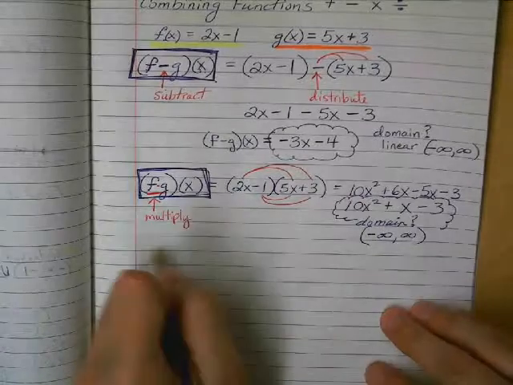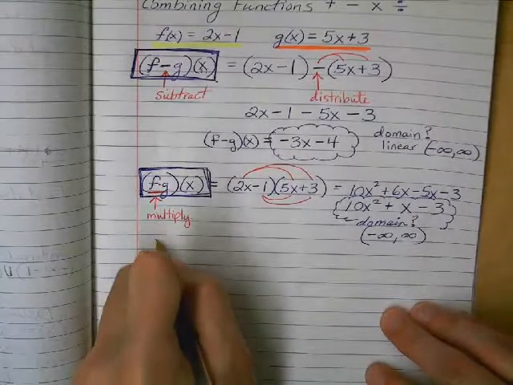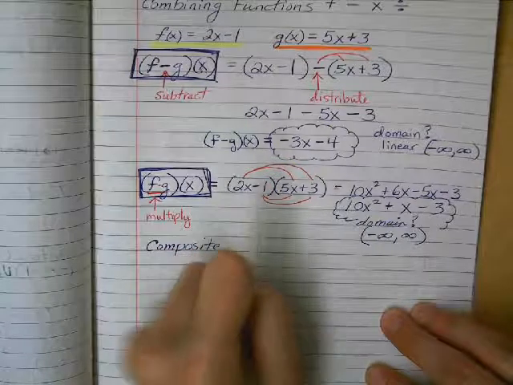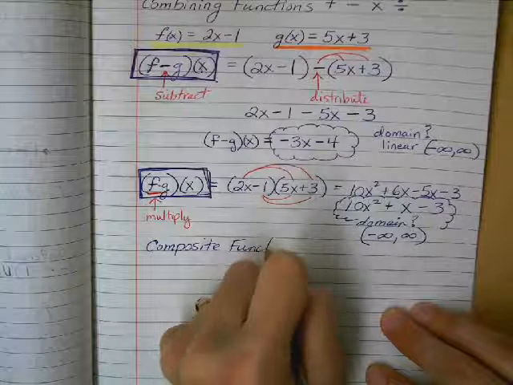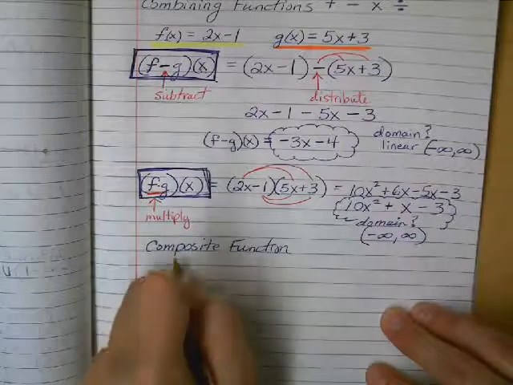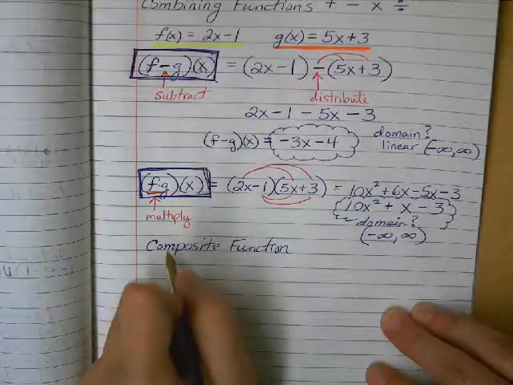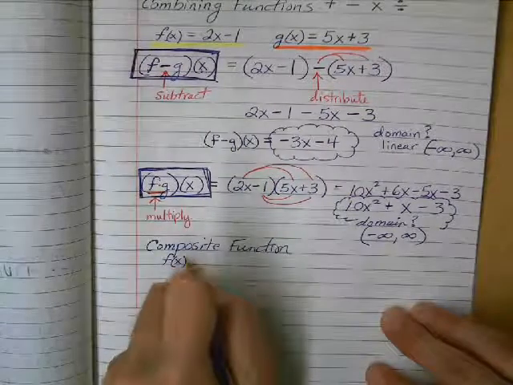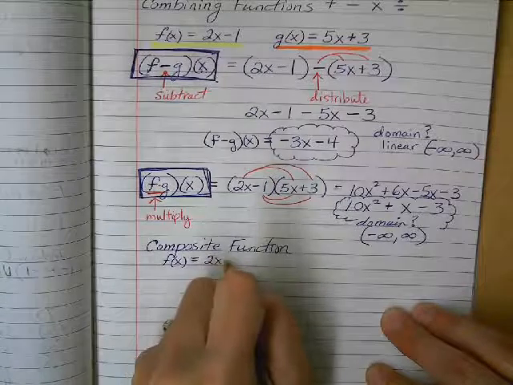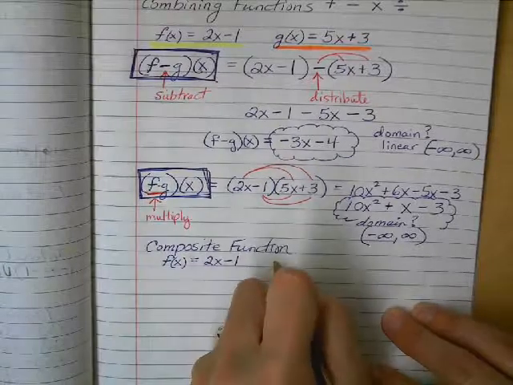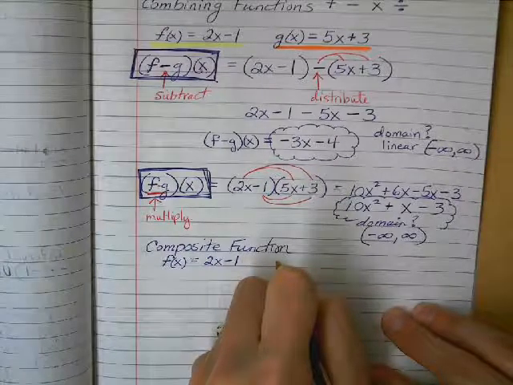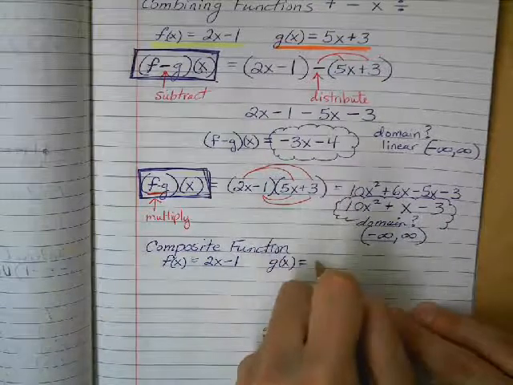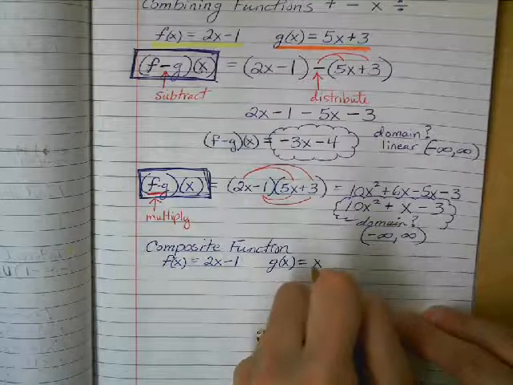Okay, finally, composite functions. A composite function is a little different. Okay, so let's write the problems down again. Let's say we have f of x equals 2x minus 1. And then I'll do a different one for g of x this time. Let's say a g of x problem could be x squared plus 5.